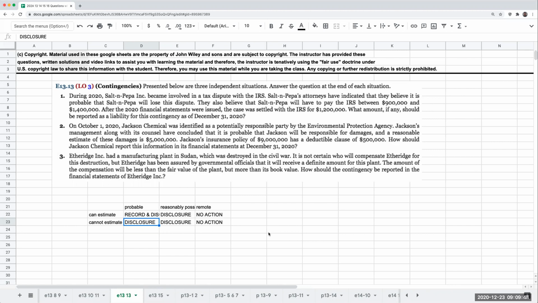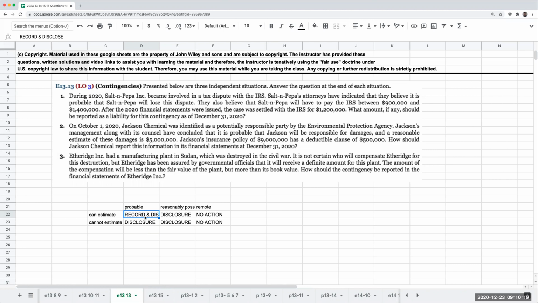Now, in this first situation, we believe that we'll have to pay the IRS between 900,000 and 1.4 million. So we're going to have to record this on the financial statements. A few moments ago, going with my gut feeling, I would have wanted to record the 1.4 million.